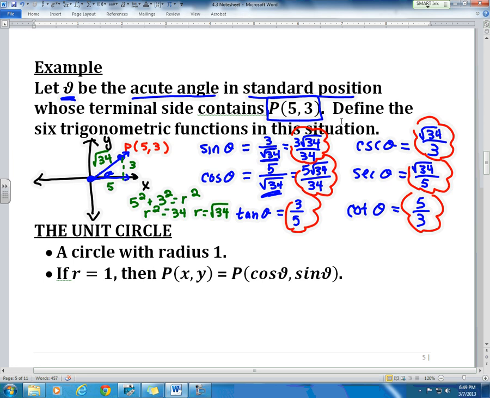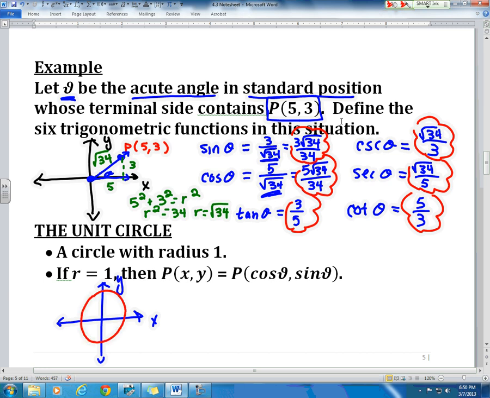Now, what I'm going to kind of do as a little sidebar here is talk about this thing called a unit circle. The unit circle is a circle that has a radius of 1. So if we were to draw it superimposed on a coordinate plane, not very good at drawing circles very accurately.